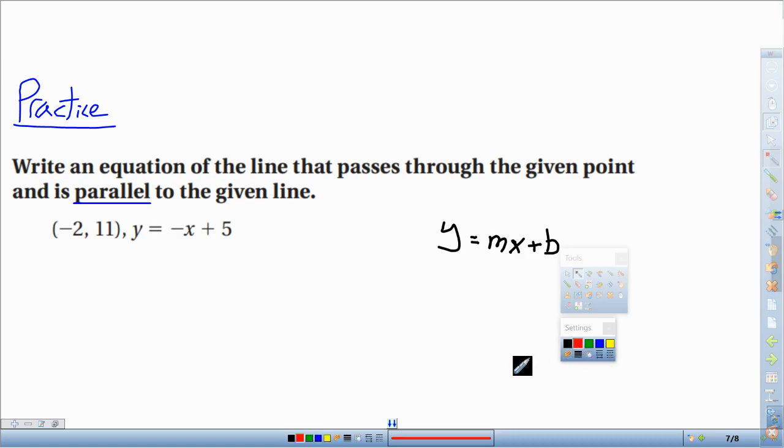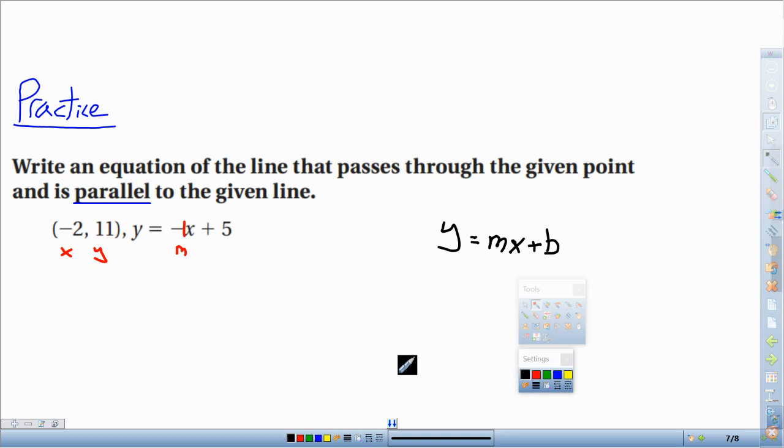Okay, so here's what we know. We know our x value is -2, y value is an 11, and our slope is this number in front of x, which is a -1 technically. All right, so that's going to be what I plug in for m. What we don't know is the y-intercept, the b value of this line that's parallel. So that's what we're going to figure out, just like the last problem. So let's go ahead and plug in our numbers. We got an 11 for y. Our slope is a -1. Our x value is a -2, and we don't know the y-intercept.